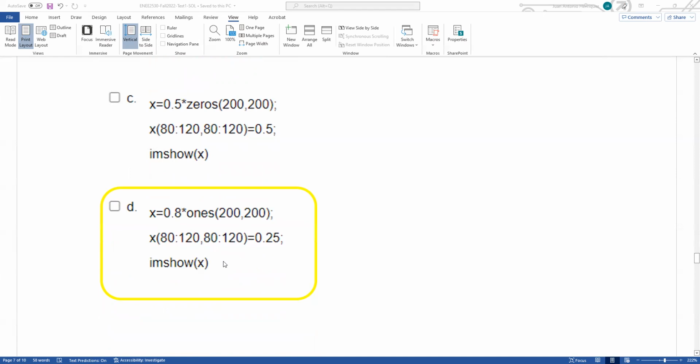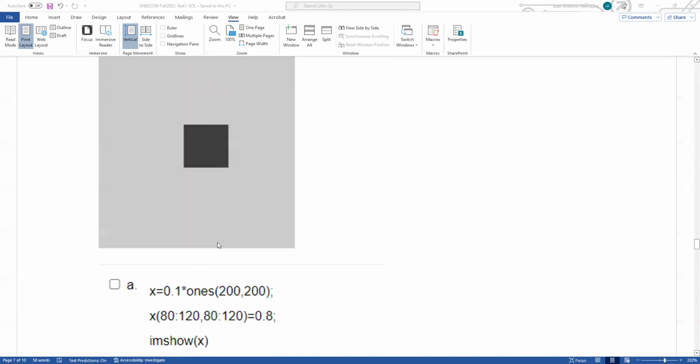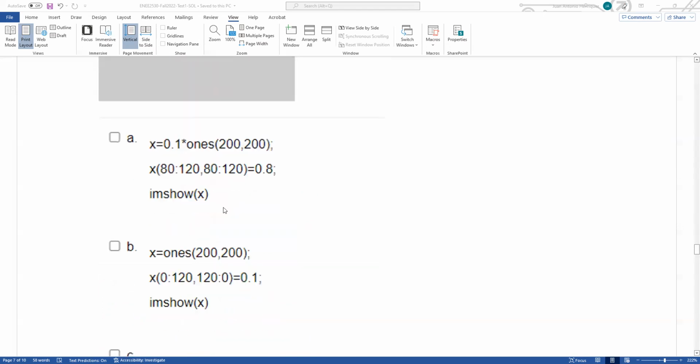So obviously this is the right one. You're putting a shade of white, which is the 0.8, right? And you're putting a shade of black, very close to black, in the center, and so you will see that.